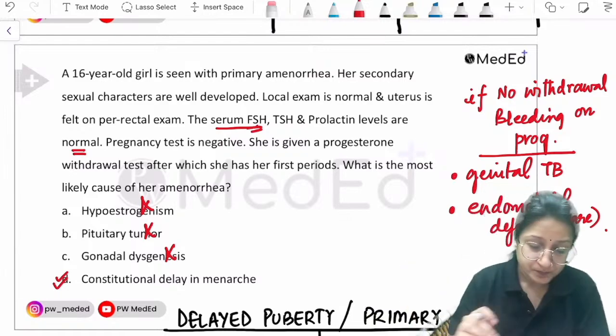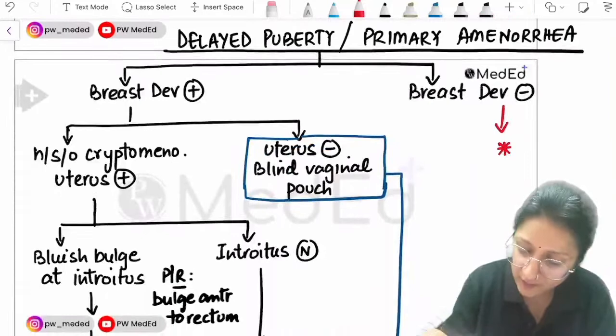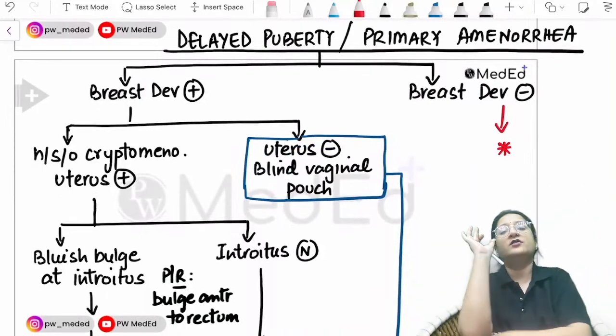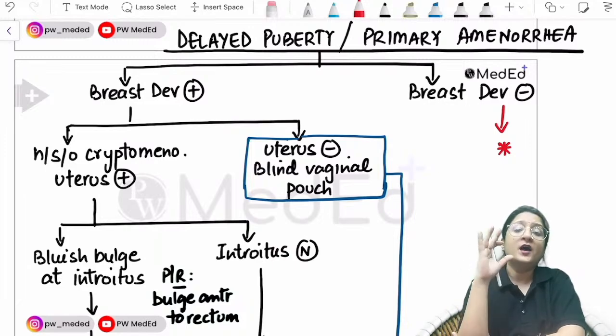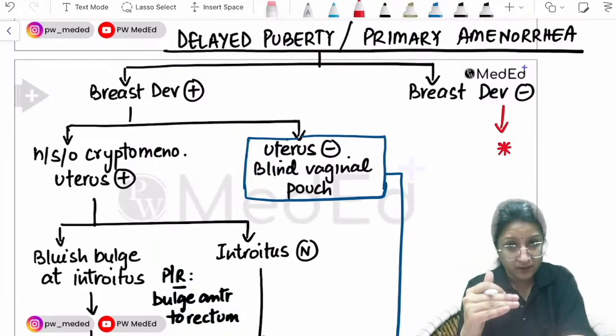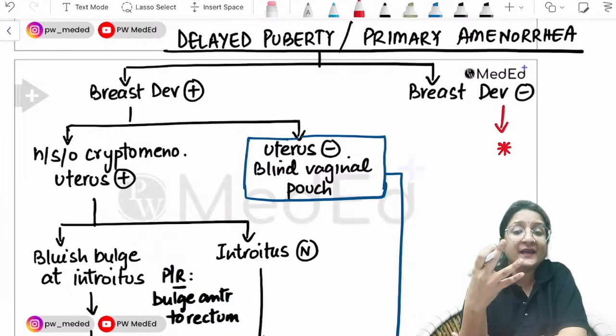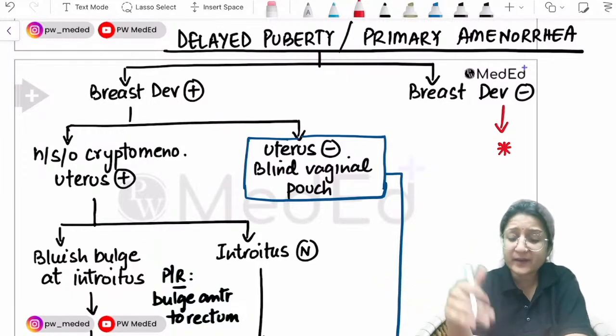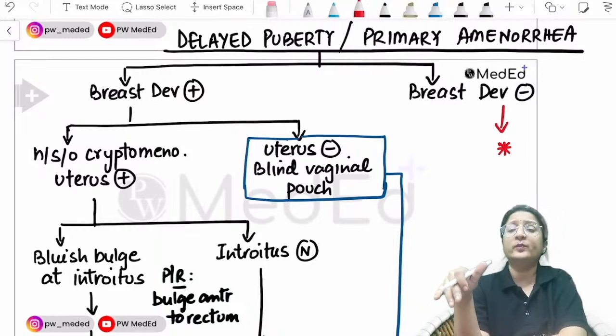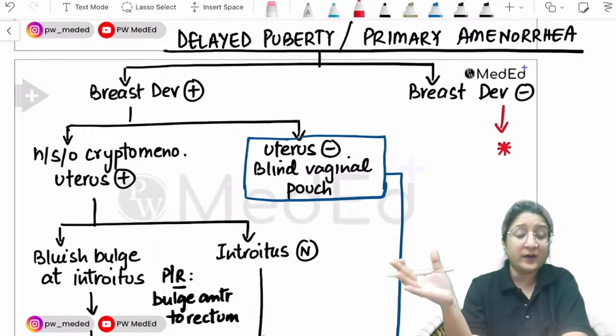Okay. So with me, you have all gone through the chart of delayed puberty or primary amenorrhea. But with these two questions, we have gone one step ahead in evaluating cases of delayed puberty or primary amenorrhea. But I'll just quickly revise this with you, because again, questions can be around this also.